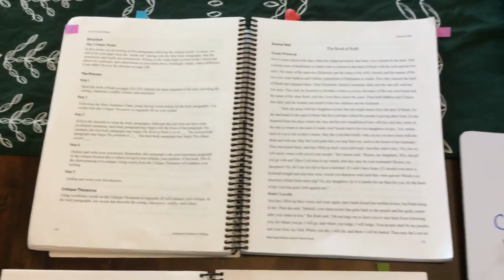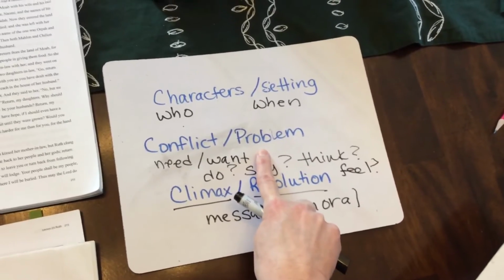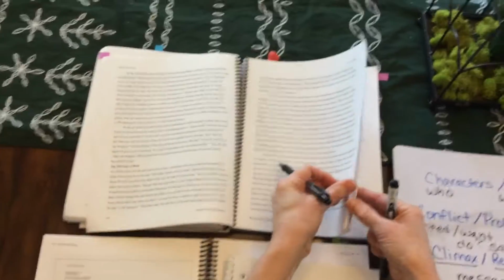You're going to be writing 3 paragraphs again. One is on the character and the setting. One is on the conflict or the problem. The other is on the climax and the resolution. Let's look at that in your book.